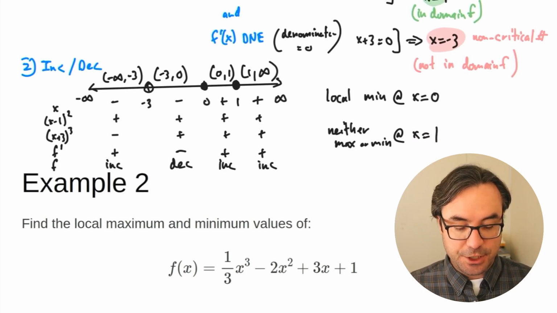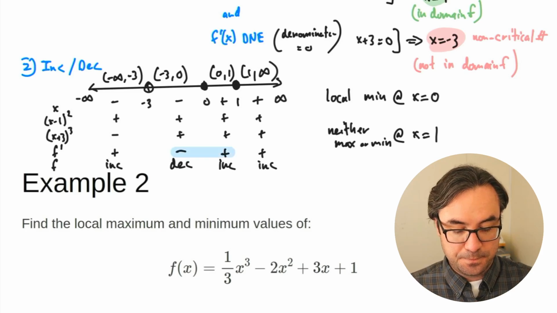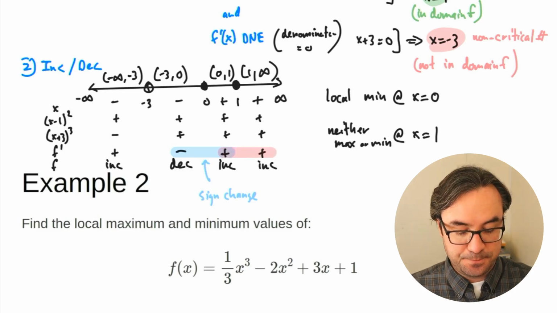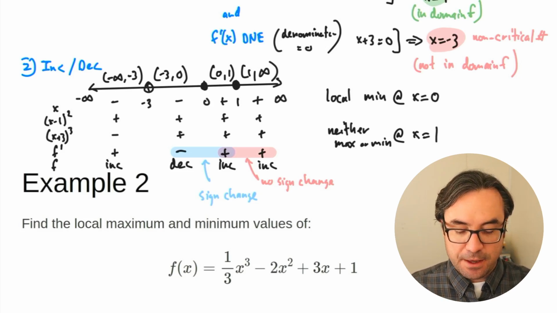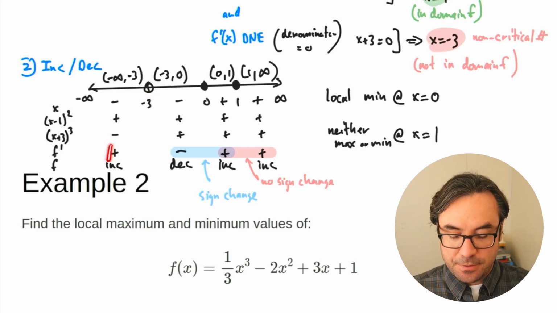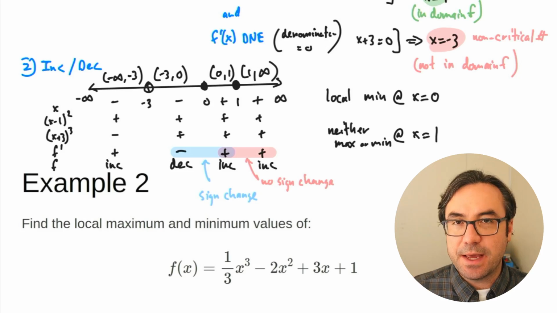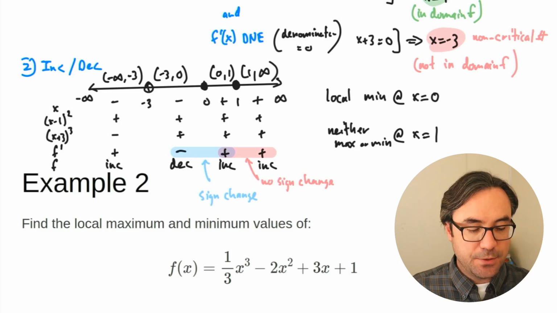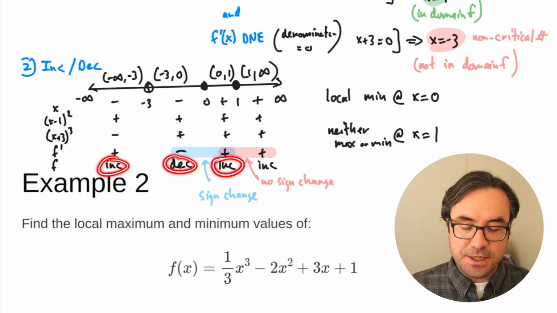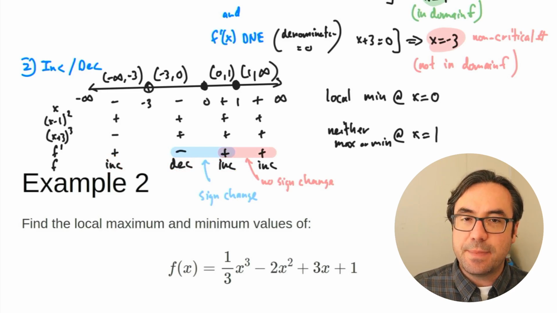So here we do have a sign change. But over here, there's no sign change. So it's neither. Now, if we weren't careful, if we were looking at -3, there we do see a sign change. So it'd be tempting to say that we have a local max at -3, but -3 is not in the domain of our function, so we can't have a max there. So it's still important for these intervals of increase, decrease, but we can't have a max there.